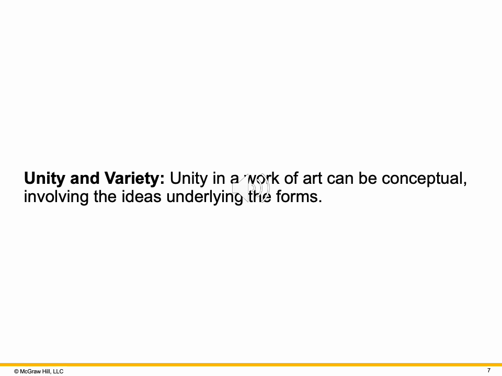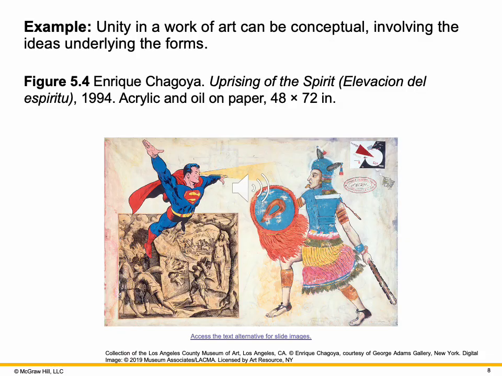Unity in a work of art can be conceptual, involving the ideas underlying the forms. The three works of art we have just considered demonstrate visual unity and variety based on the elements of shape, line, and color. Art can also be unified conceptually. That is, it can be unified through the unity of ideas, such as in Enrique Chagoya's Uprising of the Spirit. This piece is unified through the concepts of heroism and cultural interaction.